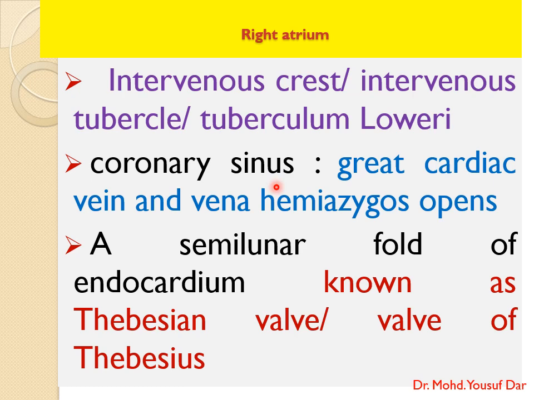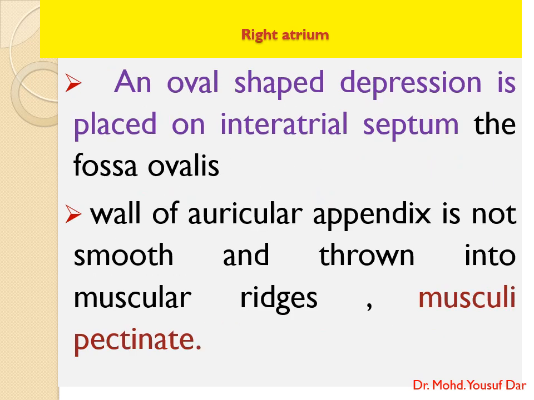Here at the coronary sinus, the great cardiac vein and the vena hemiazygos open. This coronary sinus is guarded with a semilunar fold of endocardium, which is known as Thebesian valve or valve of Thebesius. On the interatrial septum, there is an oval-shaped depression which is known as fossa ovalis. This fossa ovalis is a fetal remnant of the foramen ovale.